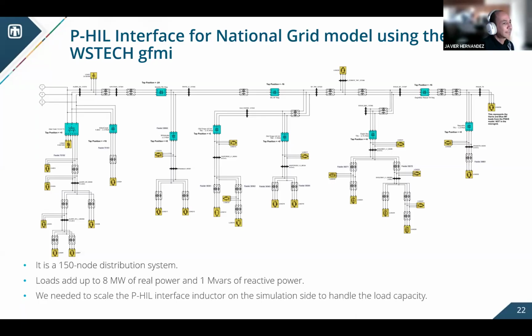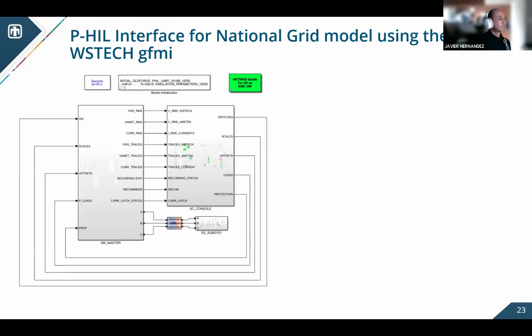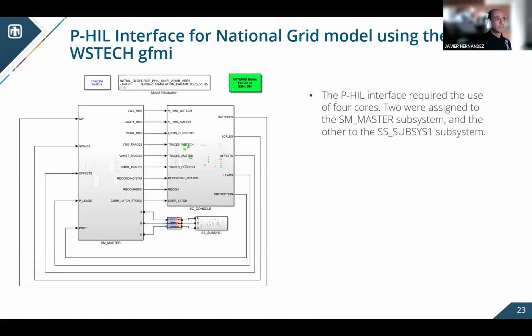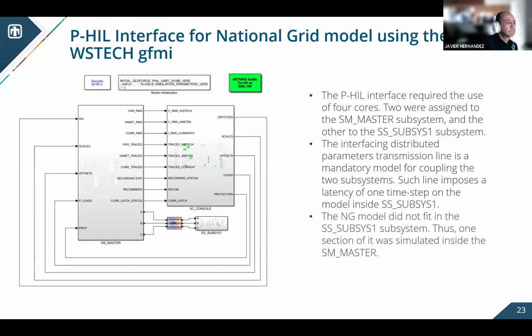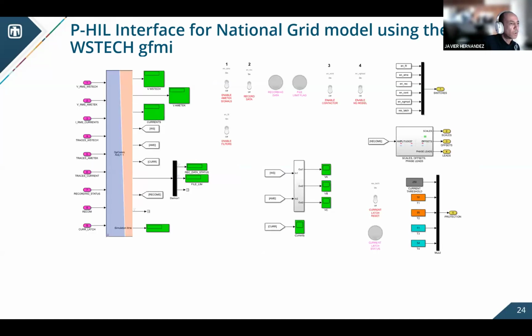Definitely for this type of P-HIL scenario, we needed to scale the P-HIL interface inductor on the simulation side to handle the load capacity. This type of model is fairly more complicated, so we have to use different cores. For those familiar with OpenRT, we have to use different subsystems to simulate the distribution system model. Basically, we divide it into different subsystems and assign them to different cores.